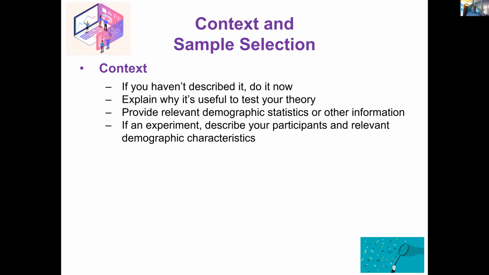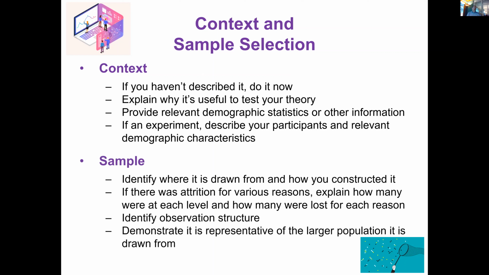If you haven't described your context up to this point, you definitely want to do it now. If you're doing an experiment, this is where you want to describe who your participants were in your study. If you have described your context, you might want to provide a little bit more detail, or at least remind readers what your context is for your study. Provide relevant demographic statistics and other information that helps us understand. If you're conducting an experiment, describe your participants and their relevant demographic characteristics so we know who it is you're studying. And then you need to describe your sample.